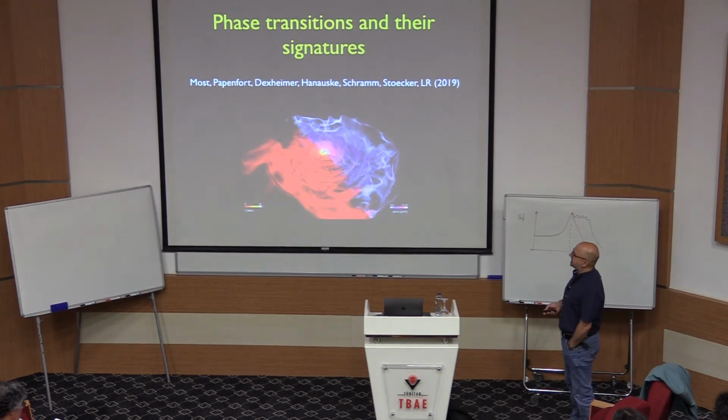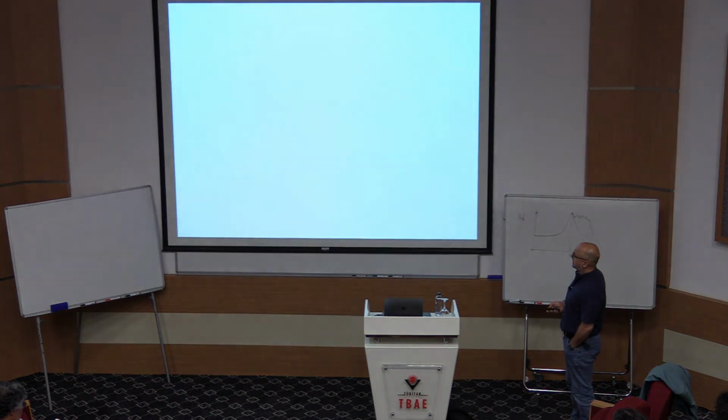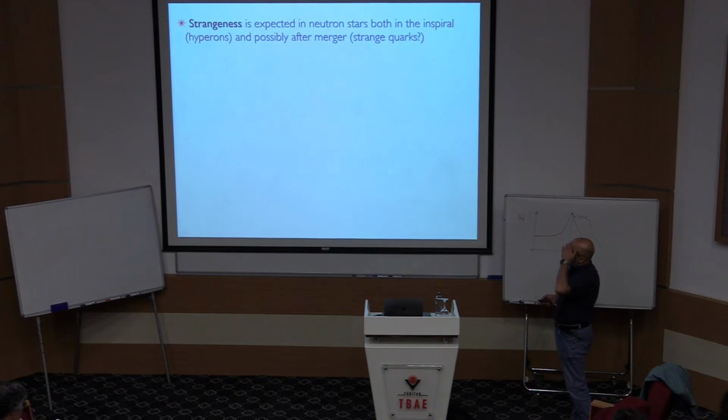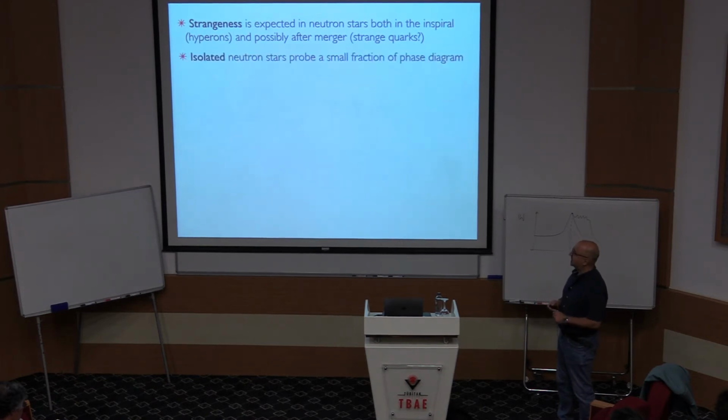The last part of my talk will be about phase transitions and their signatures. We think that strangeness, or strange quarks, can appear in neutron stars. They could appear both in the inspiral or after the merger. In particular, they could appear in the inspiral in the form of hyperons. If the density is sufficiently high, then matter, as it is compressed, will produce hyperons. But certainly they will be produced after the merger, because the density there becomes much larger, as matter is squeezed.